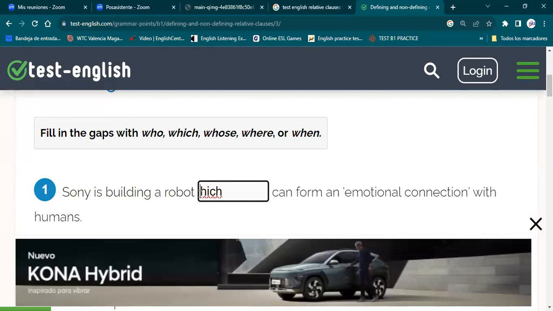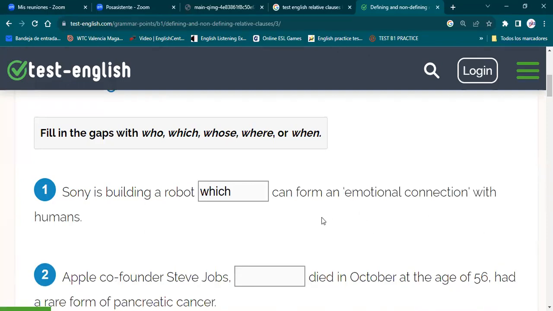Let me write the options so you can see the options as you go down. The options are who, which, whose, where, or when. These are the options, okay? Let's continue.